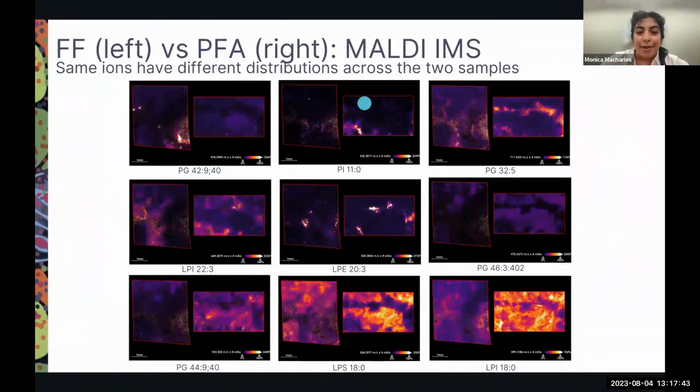Here, I have a couple of side-by-side ion images so we could see the different distributions. Fresh frozen will be on the left and PFA will be on the right. And as you can see, there is some difference regarding intensity and localization. In particular with these ions, we can see that in the PFA fixed, the ion intensity tends to be more localized or concentrated compared to our PFA fixed, which looks a little bit more diffuse.